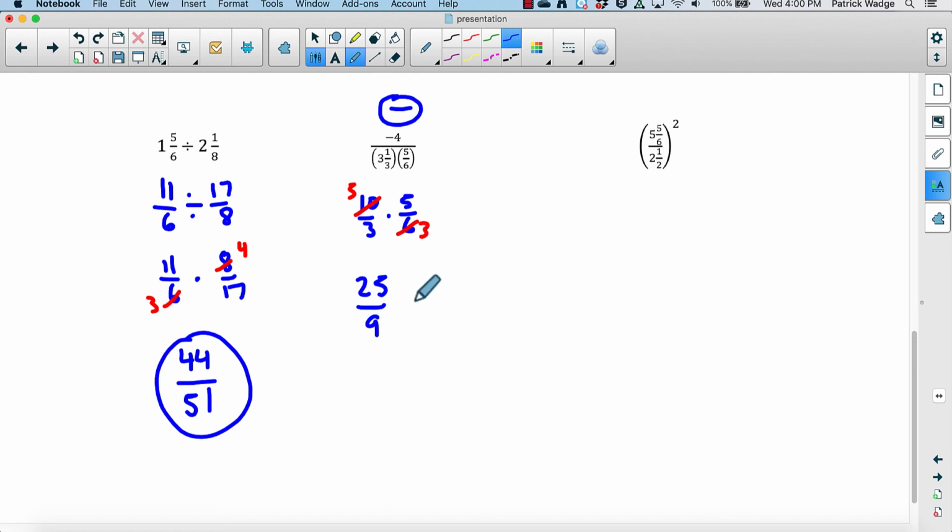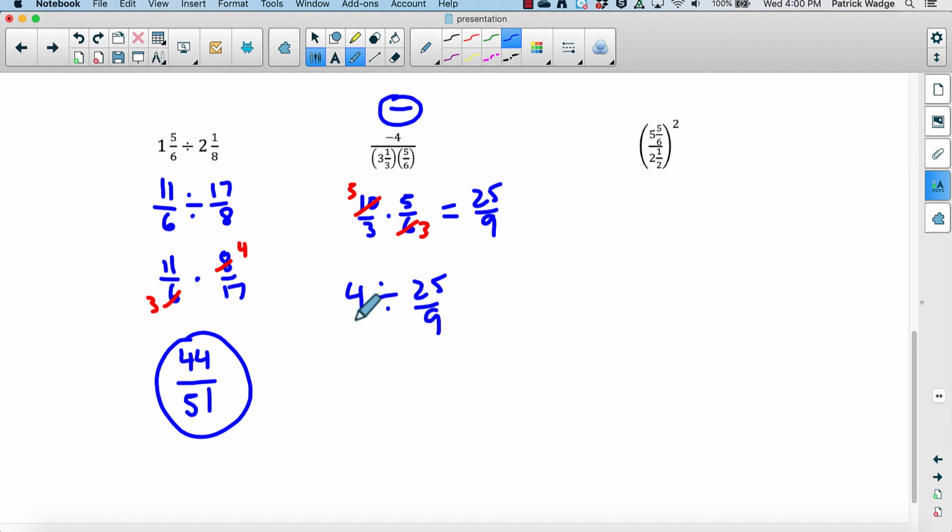Now don't do this. This is a common mistake. People now go divided by 4. You know why that's wrong? Because it's not 25 over 9 divided by 4. It's 4 divided by 25 over 9. So let me do this. This equals 25 over 9. And now I have to do 4 divided by 25 over 9.